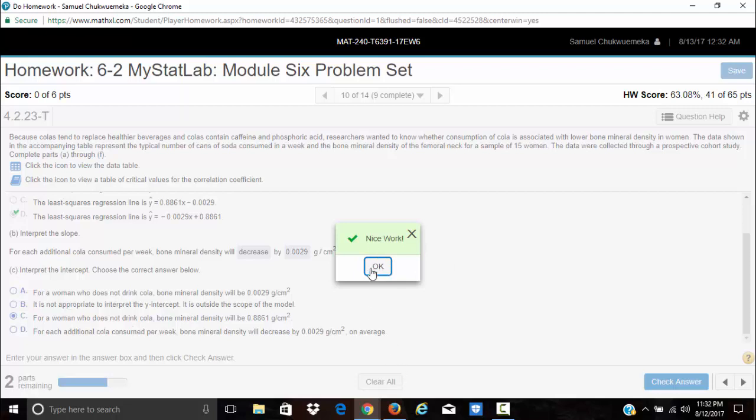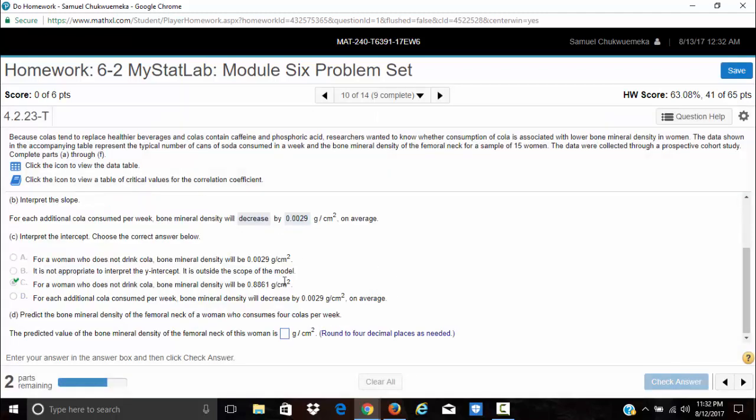So the correct option is C. Okay. D, predict the bone mineral density of the femoral neck of a woman who consumes 4 colas per week. Let's go ahead and predict this.